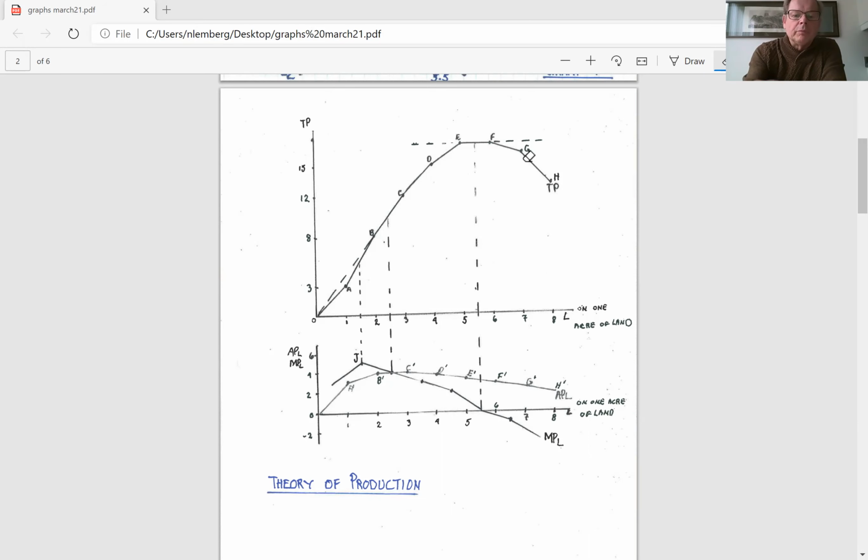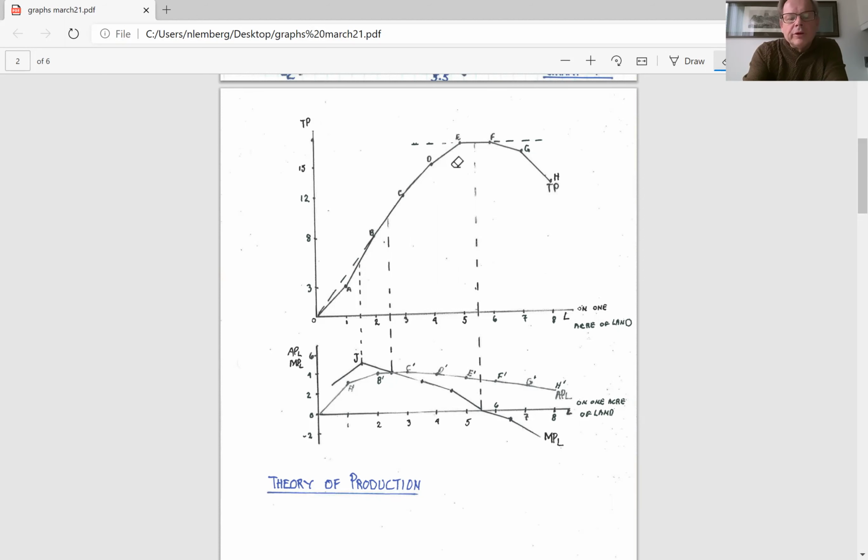On the bottom, we're going to plot our average product of labor curve and our marginal product of labor curve. You'll notice that the marginal product of labor curve starts off above the average product of labor curve, reaches a maximum at point J very quickly, and then it starts to decline. That's indicated in your total product curve, which is increasing at a decreasing rate, as your numbers on the table will indicate.